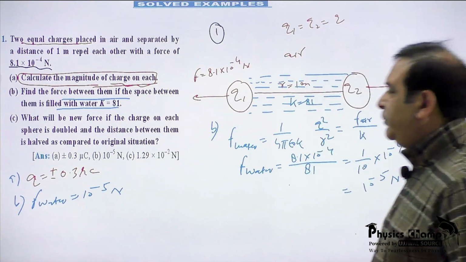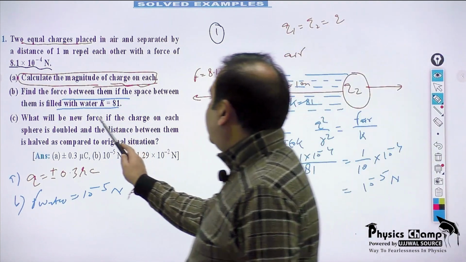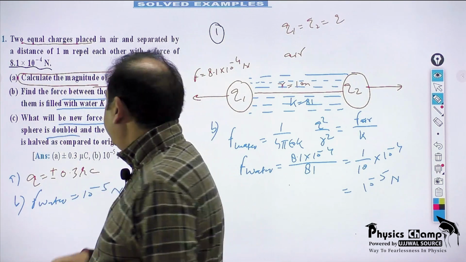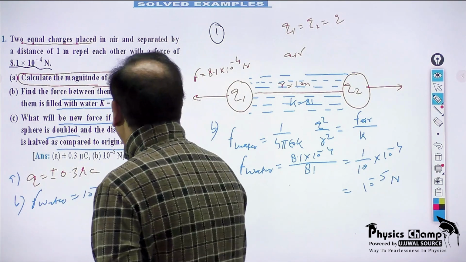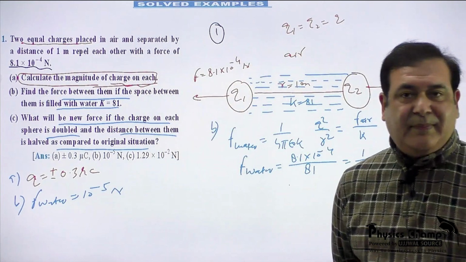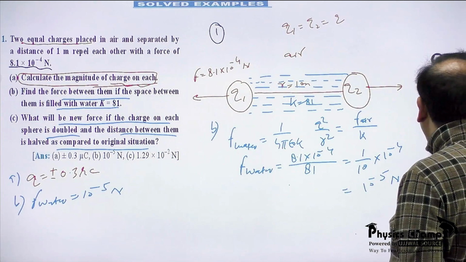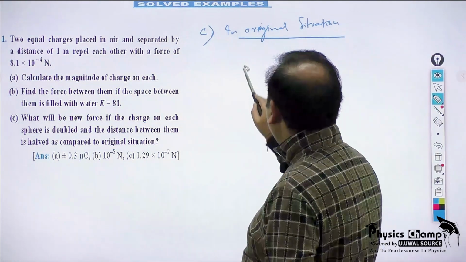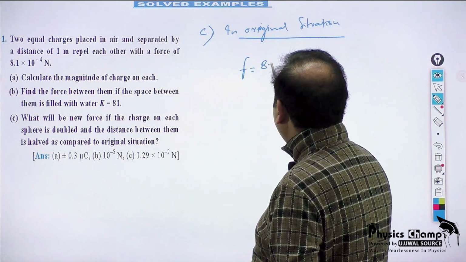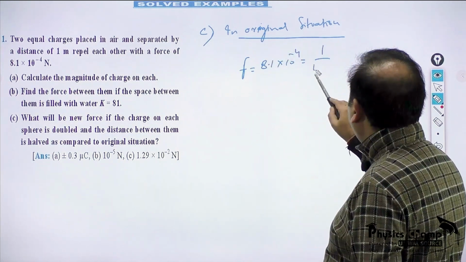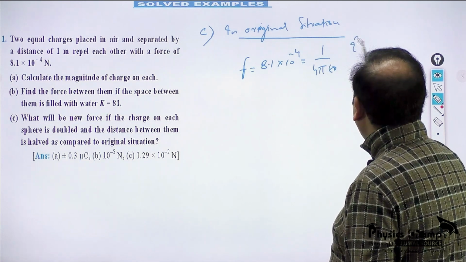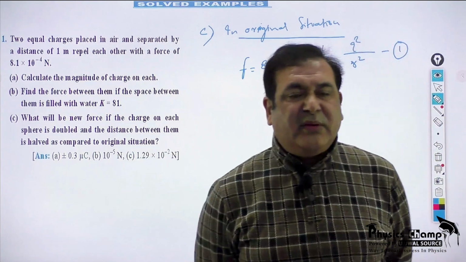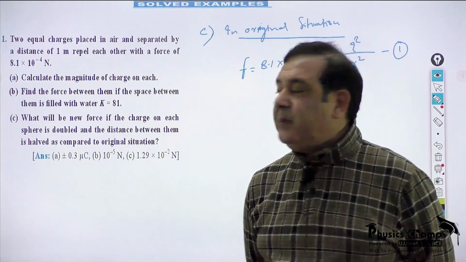Now we have a look at part C. What will be the new force if the charge on each sphere is doubled and the distance between them is half as compared to the original situation? For this I am writing, in the original situation the force was 8.1 × 10^-4 Newton when it was air between them, the charge on each was Q, and the separation between them was r, which is actually 1 meter.